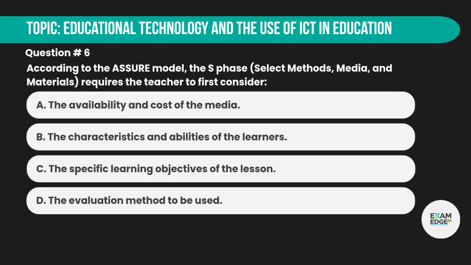Question number 6. According to the Assure model, the S phase, select methods, media, and materials, requires the teacher to first consider A. The availability and cost of the media. B. The characteristics and abilities of the learners. C. The specific learning objectives of the lesson. D. The evaluation method to be used. Correct answer. C. The specific learning objectives of the lesson.